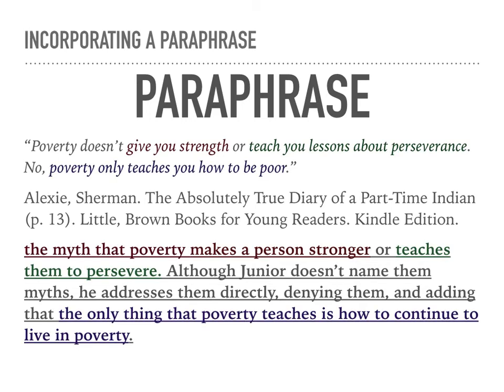I tried to connect the words from the text with my words using color. So in italic text at the top, you can see that Junior says that poverty doesn't, quote, give you strength. But my words in red in the bottom section are the myth that poverty makes a person stronger. The second color is green. Junior says, teach you lessons about perseverance, whereas my words in green at the bottom say, teaches them to persevere. Finally, in purple, you see Junior says, poverty only teaches you to be poor, whereas I said, the only thing that poverty teaches is how to continue to live in poverty.